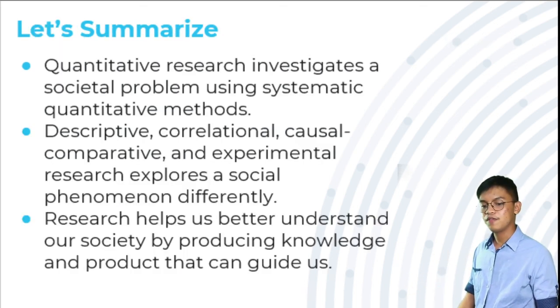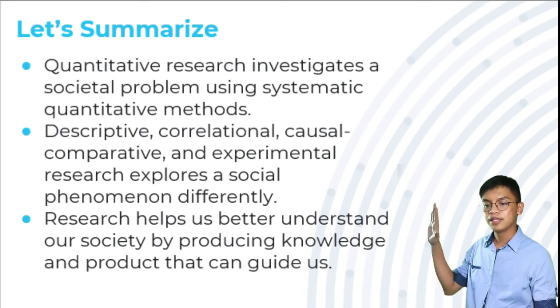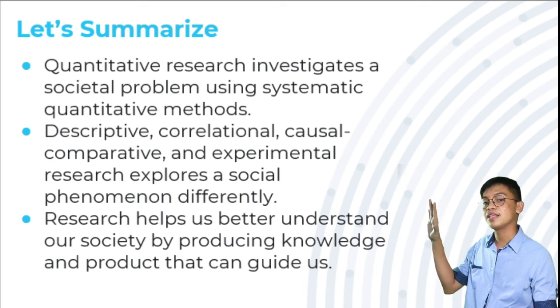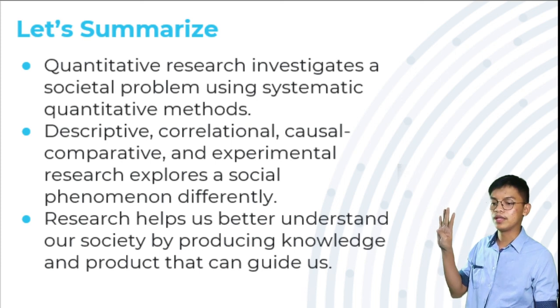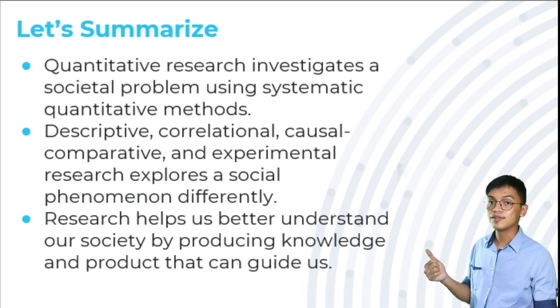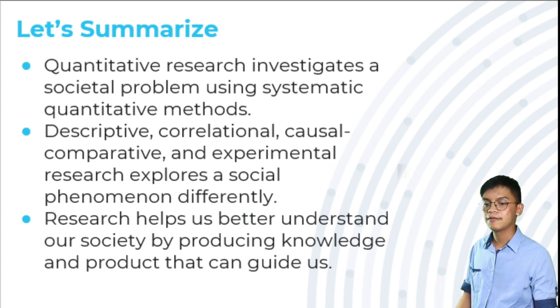To summarize, before we end, we found out that quantitative research is a systematic investigation of a social phenomena using tools of mathematics. We found out that there are 4 kinds of research, and they differ according to their design, how they approach their research problem. We also found out that research is really important in our lives. It helps us better understand our society by producing knowledge and product that can guide us.